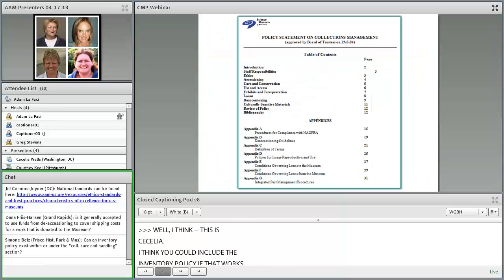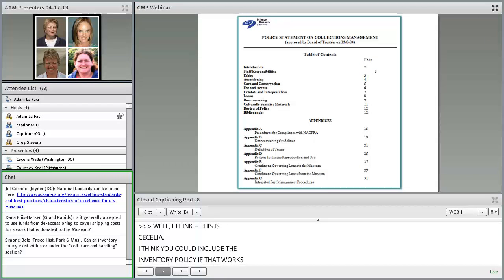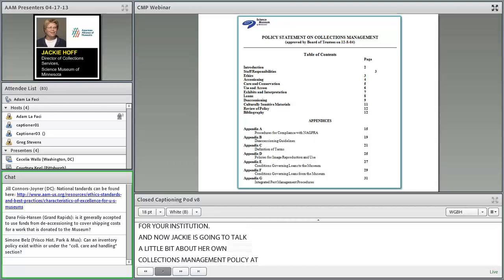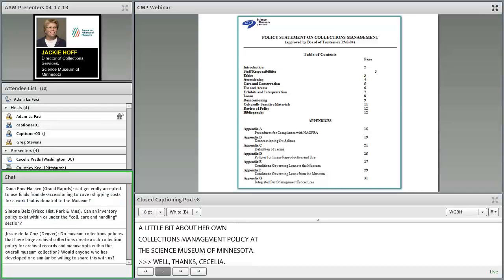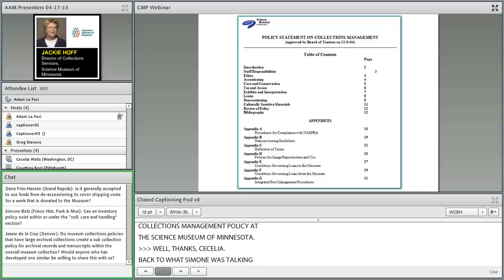And now Jackie is going to talk a little bit about her own collections management policy at the Science Museum of Minnesota. Well, thanks, Cecilia. Back to what Simone was talking about too, every collections policy has its mandates of what goes in there, but every collections policy is very different as well. So as long as you build it to meet your needs, wherever you put these things, as long as you can find them and they're accessible, I think it's all good.